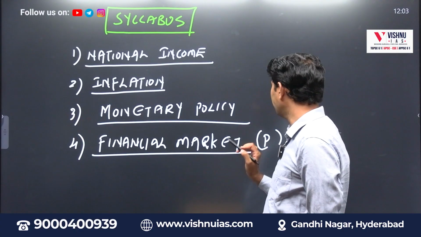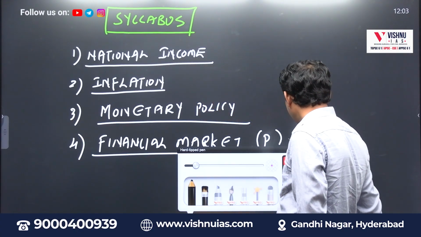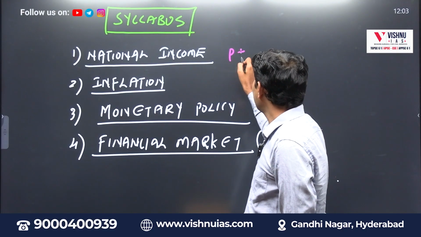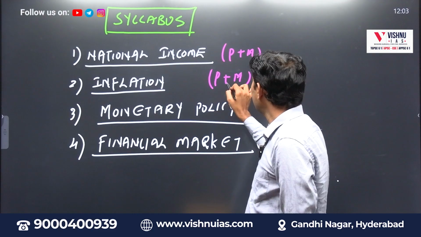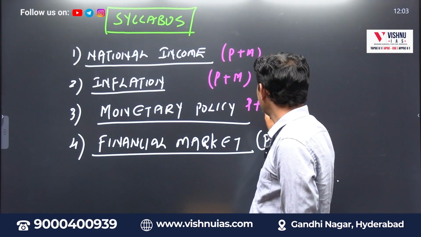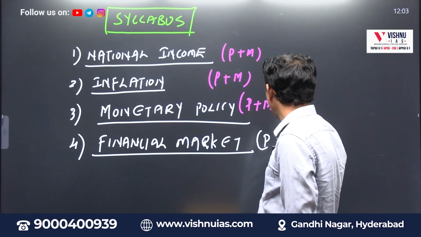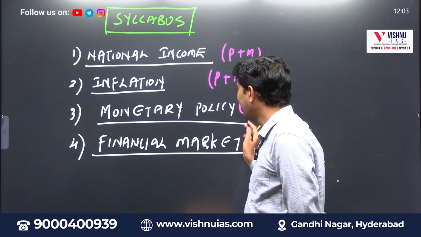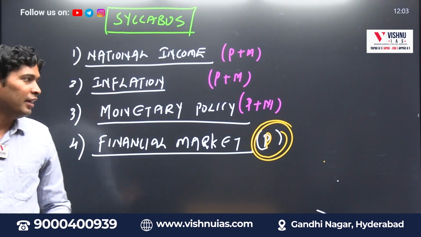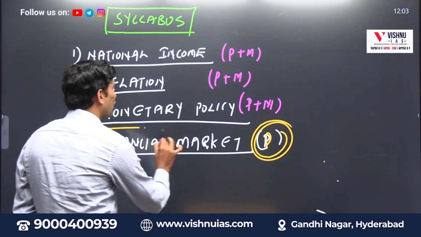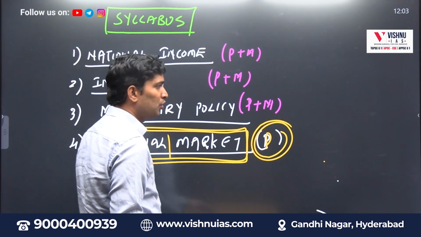I can take a liberty when I say it is for prelims, because luckily till now questions are not asked in mains. That's the reason why P plus means prelims plus mains, important for both. Now I am taking liberty in financial market, where I am writing prelims. Luckily till now mains questions are not asked. So if you are thorough with this chapter, probably concepts are clear. For prelims: shares, bonds, mutual funds.